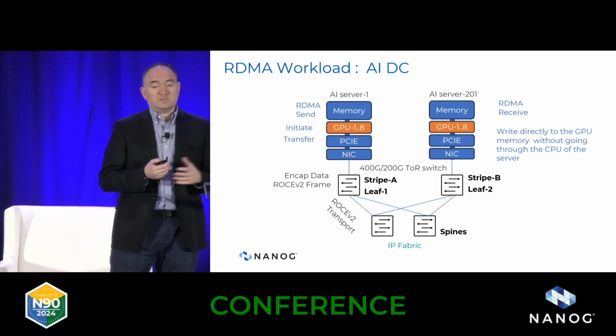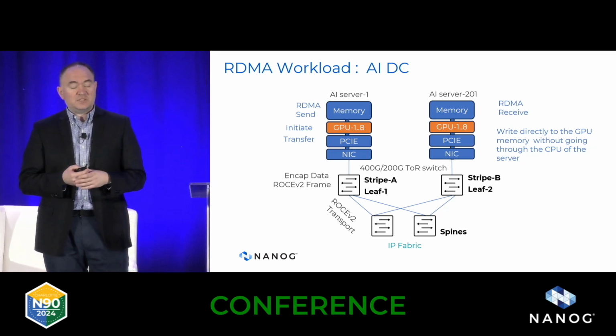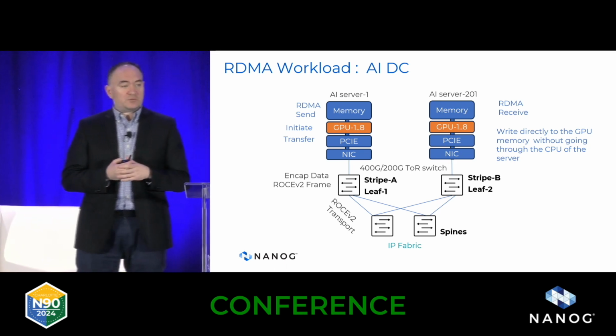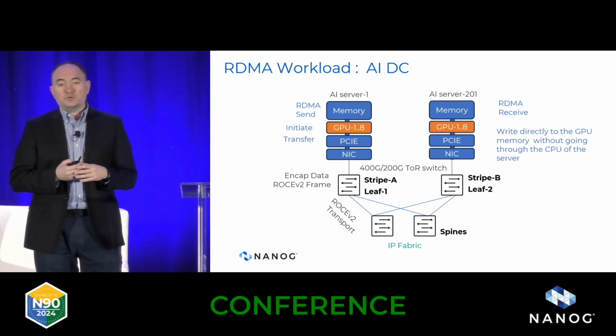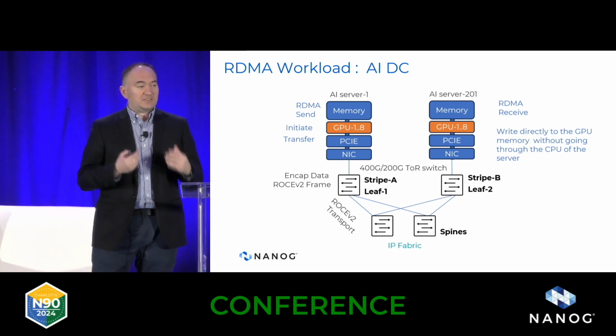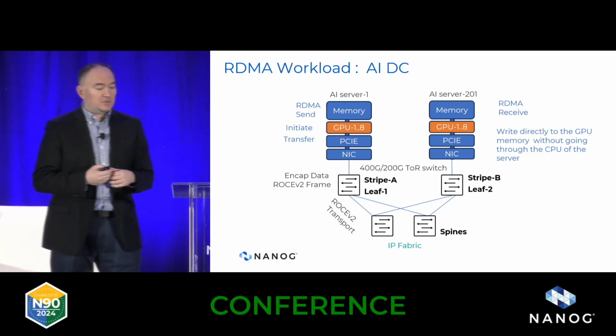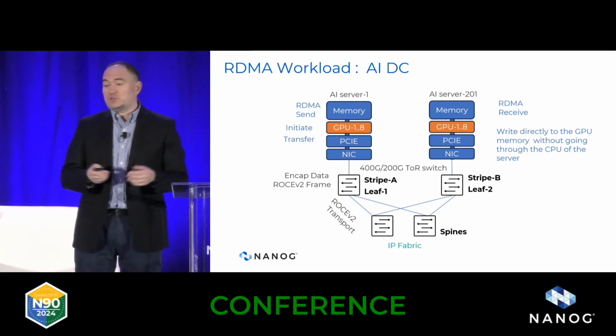What is quite consistent is the speed of the connectivity. You see on the diagram that it's a 400 gig connect, maybe 200 gig. This is the perfect use case where we see 400 gig and 800 gig adoption evolving very fast, compared to what we've seen so far in traditional networks.